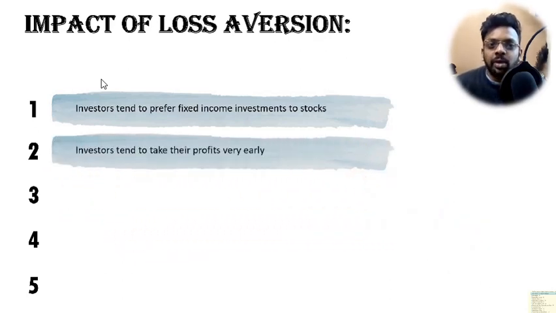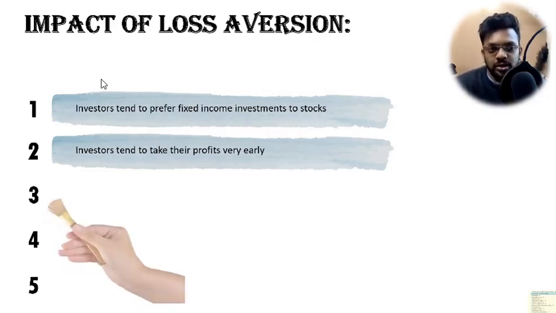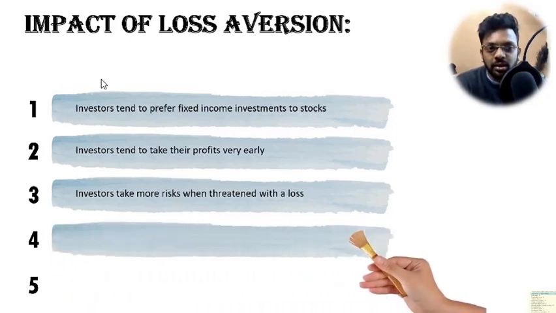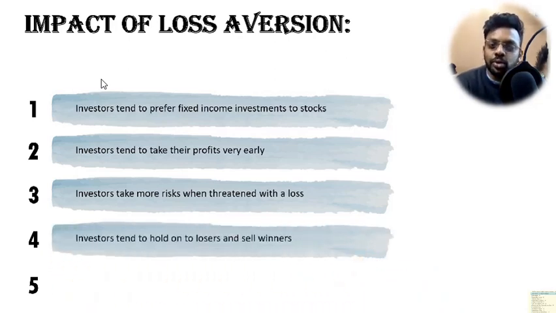2. Investors tend to take their profits very early. When the profit comes, we book very early and come out of our positions. 3. Investors take more risk when threatened with a loss, but in case of losses, we don't book and we average our position. 4. Investors tend to hold on to the losers and sell winners. By doing this, we might be holding the losers, which are making losses, and selling the winners, which are making us profit.